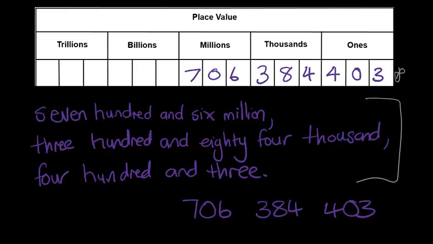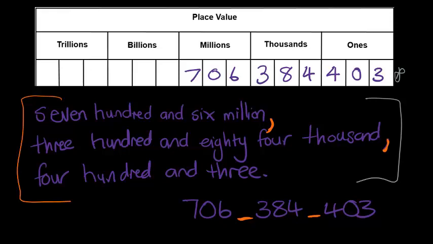If we were to write it as we do in South Africa, you would write 706 space 384 space 403. That is the number in numerical form. And then over here I have written out how to write it, which is exactly the way that we say it. 706 million. Notice that there's a comma there. So wherever there's a space, we put a comma. 706 million, comma, 384,000, comma, 403. Okay, so this is our example.